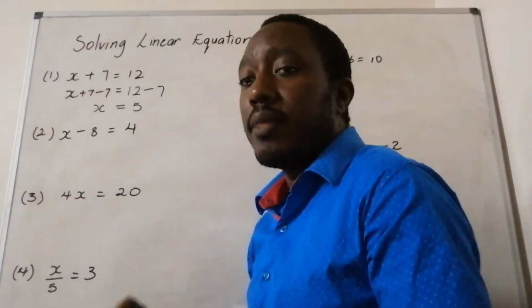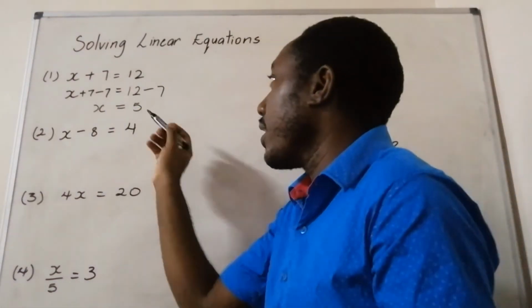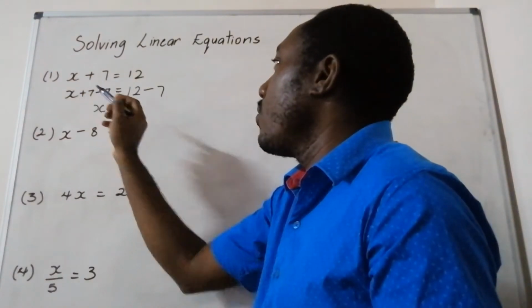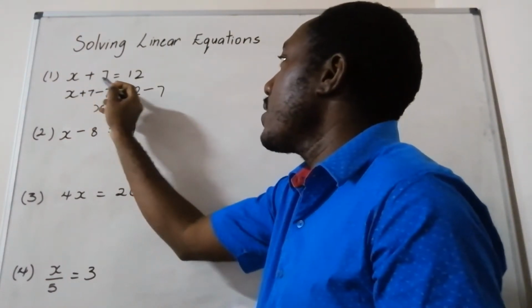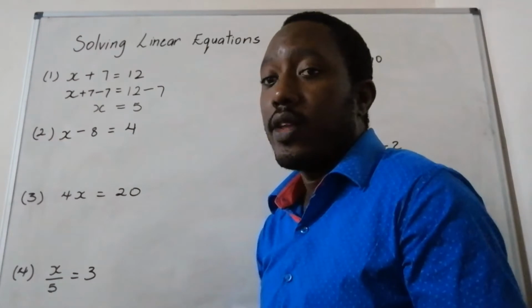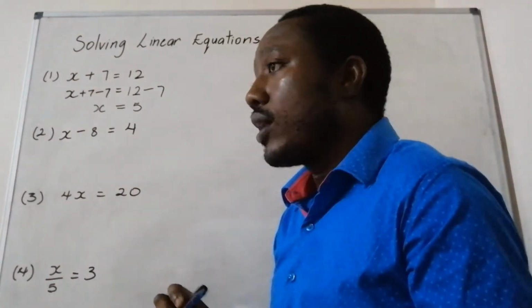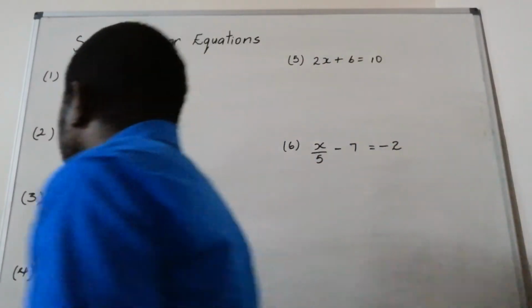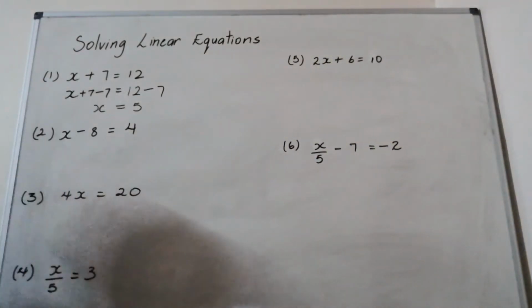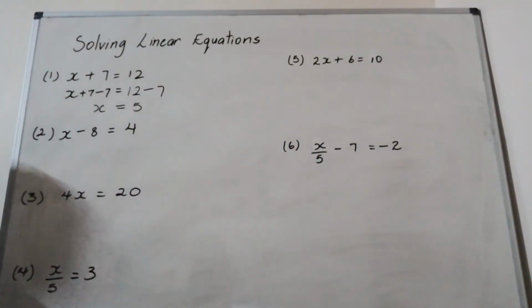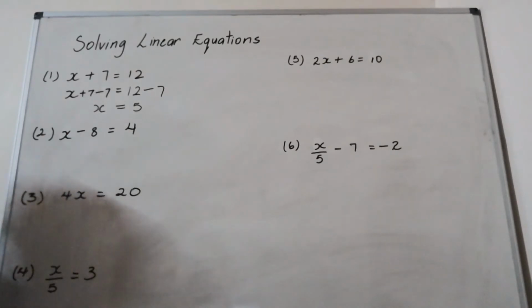And we can check it back to ensure our answer is correct. All we do is substitute our 5 there. 5 plus 7 is equal to 12, and we know our answer is correct. Let's look at another question. Here we have x minus 8 is equal to 4.